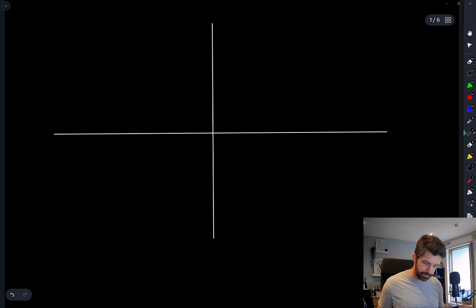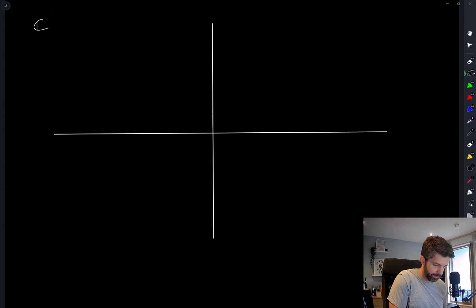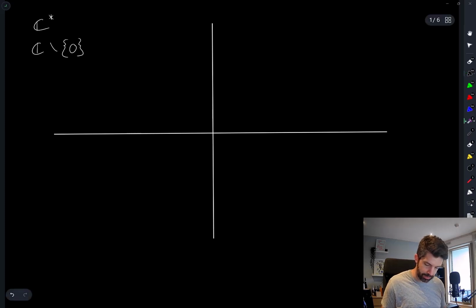So if we think of this as the complex plane, we have all the complex numbers except for 0. The viewer who submitted this denoted this by C star, or you can think of this as C minus the origin. So the origin is not actually in the entire set here.